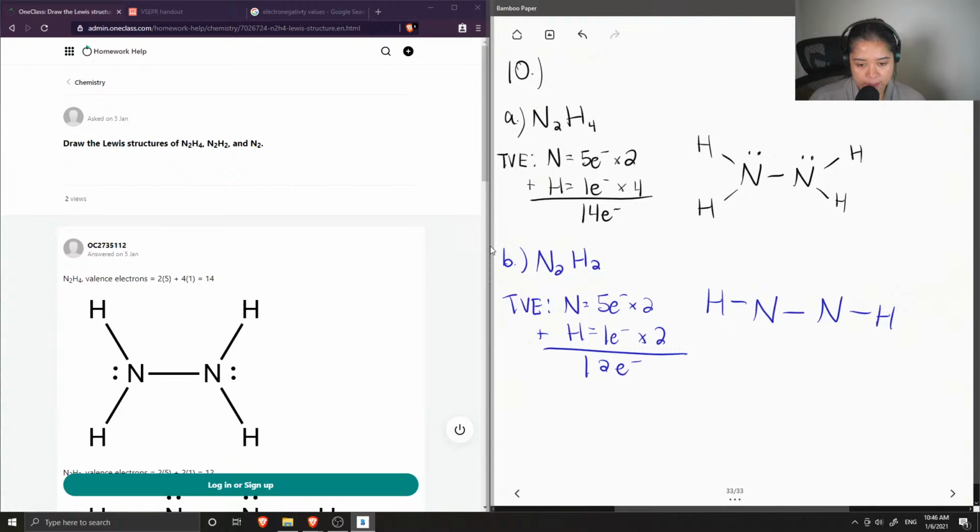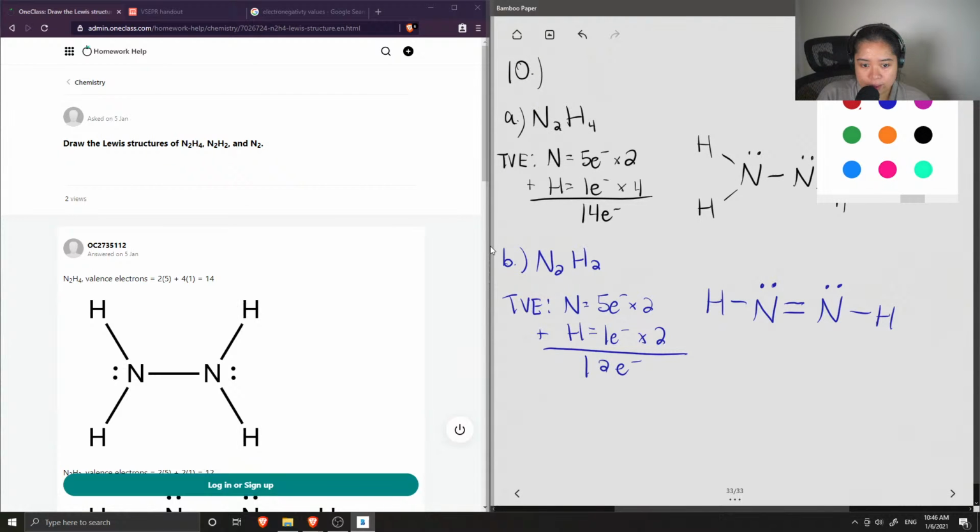And notice that the nitrogens don't have a full octet yet. So we'll draw a double bond between the 2. And for the last 4 electrons that need to be drawn, I'll show them as lone pairs. So now we have 1, 2, 3, 4, 5, 6, 7, 8, 9, 10, 11, 12 electrons for this molecule, and everything is just neutral.